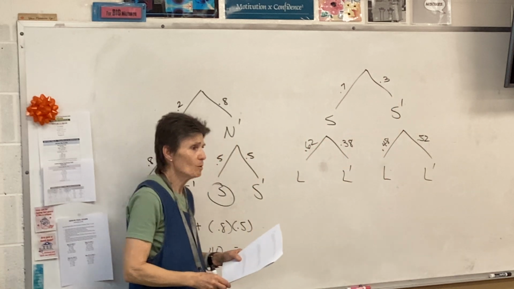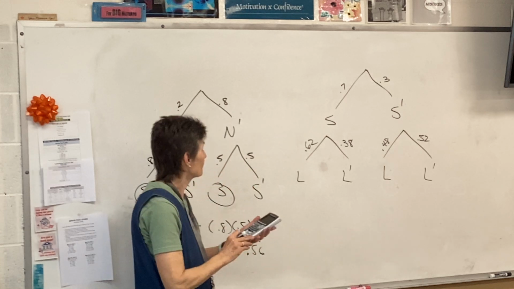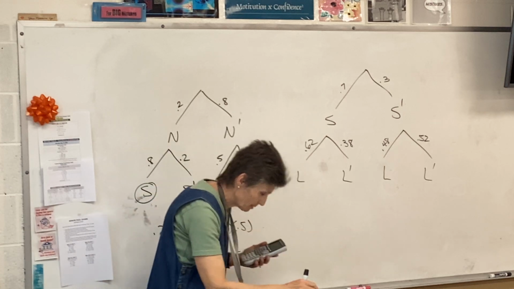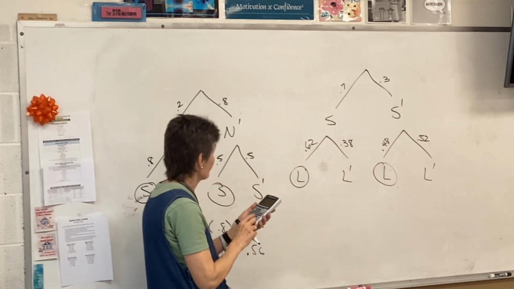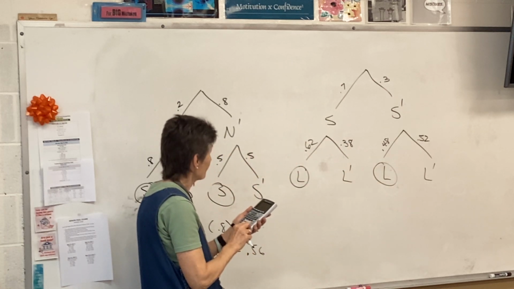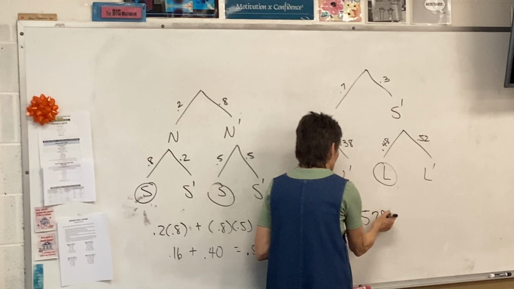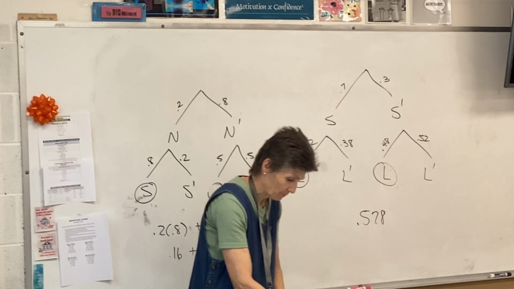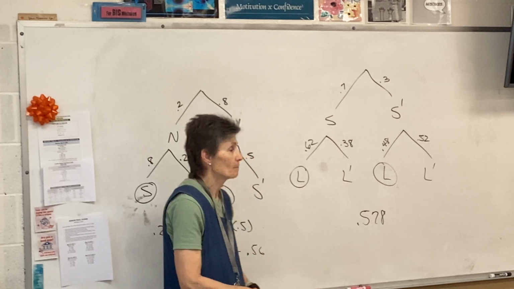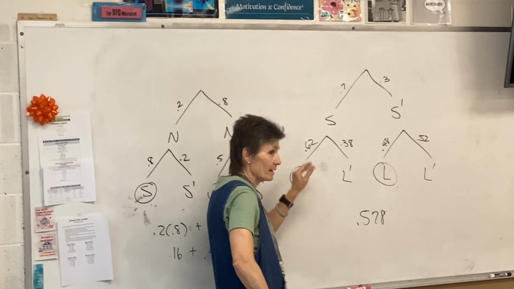Come on, get focused. Let's go. You might need a calculator for this. I got 0.578, what did you do? 0.7 times 0.62 plus 0.3 times 0.48. Add them together.